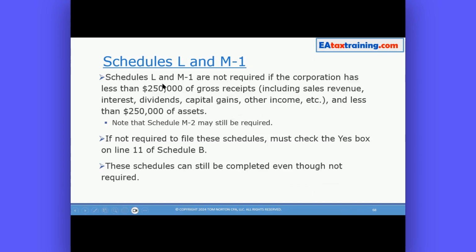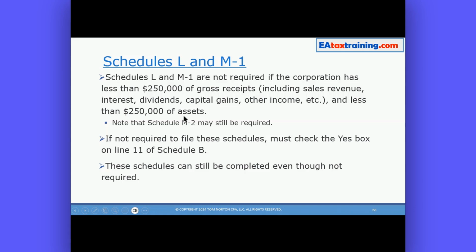As with our other entities that we looked at, small S Corps do not have to file Schedules L and M1. And it's just like the C Corp qualification. If the corporation has less than $250,000 of gross receipts and less than $250,000 of assets, then Schedules L and M1 are not required. However, M2 could still be required. So if you used to be a C Corp and you've got accumulated earnings and profits, then you're still going to have to file Schedule M2, even if you're not required to file Schedules L and M1.